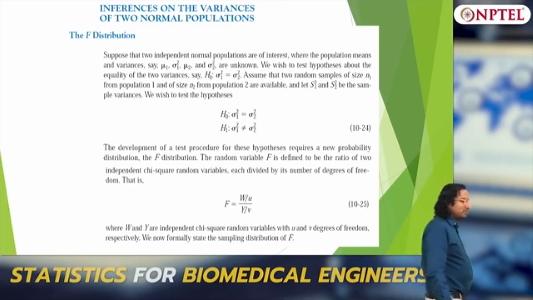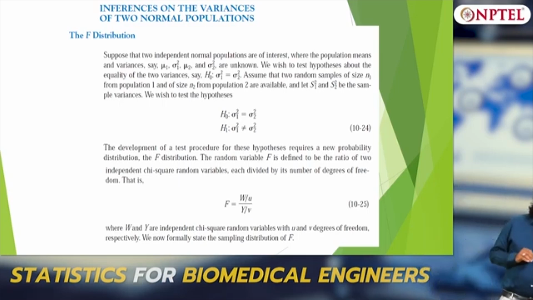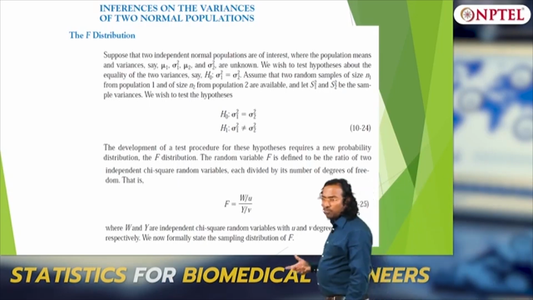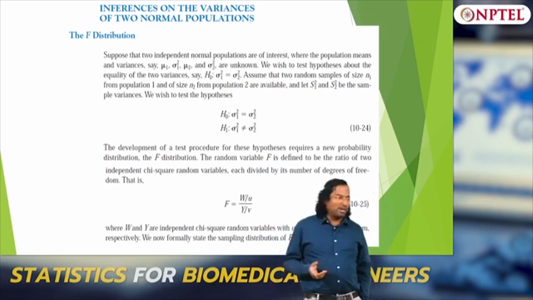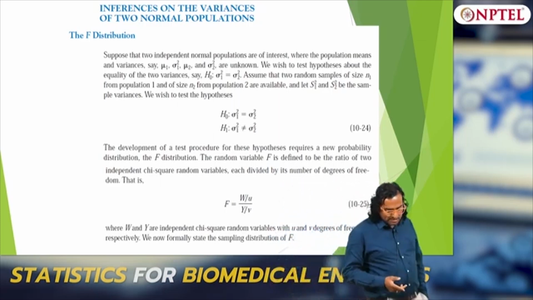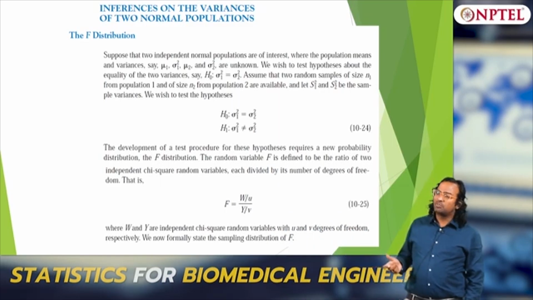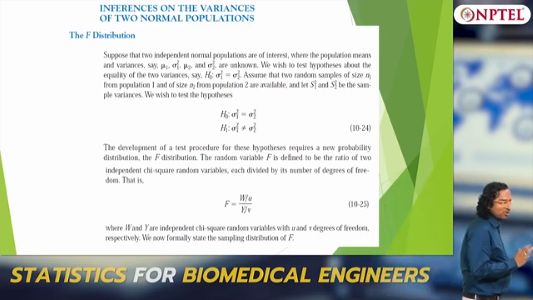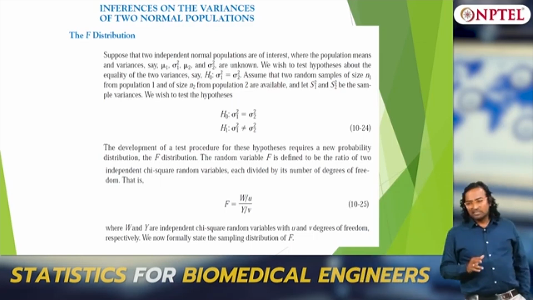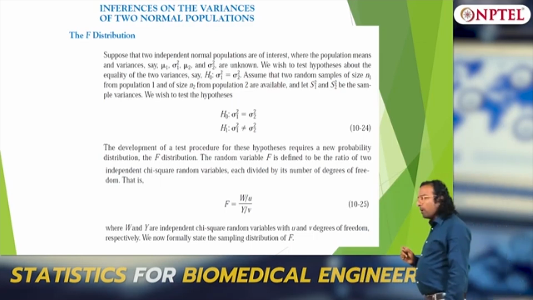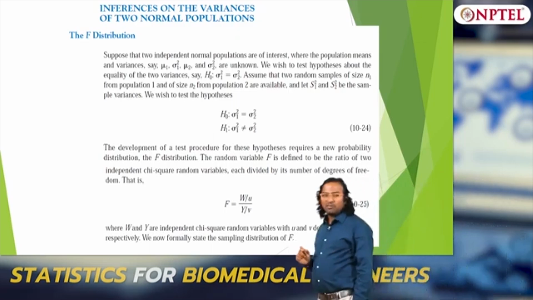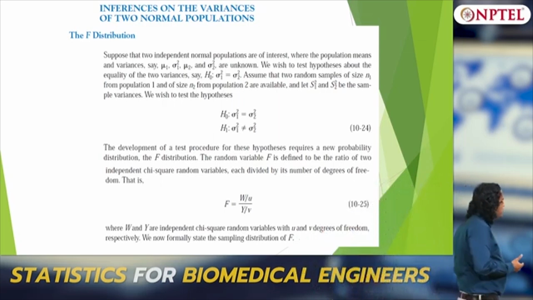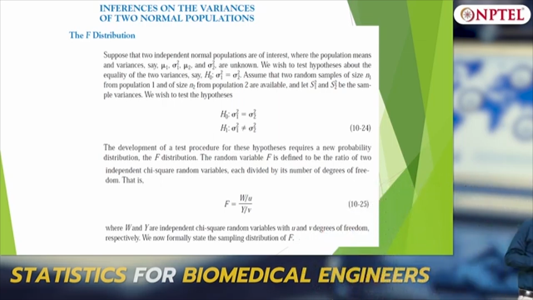Now having talked about t-test, the next one is what? Variances, two population variances. So now we are going to ask: sigma 1 square equals sigma 2 square, or sigma 1 square not equal to sigma 2 square, right? This is like comparing two population variances. Later on you will see that this is one of the most widely used distributions, the F distribution.